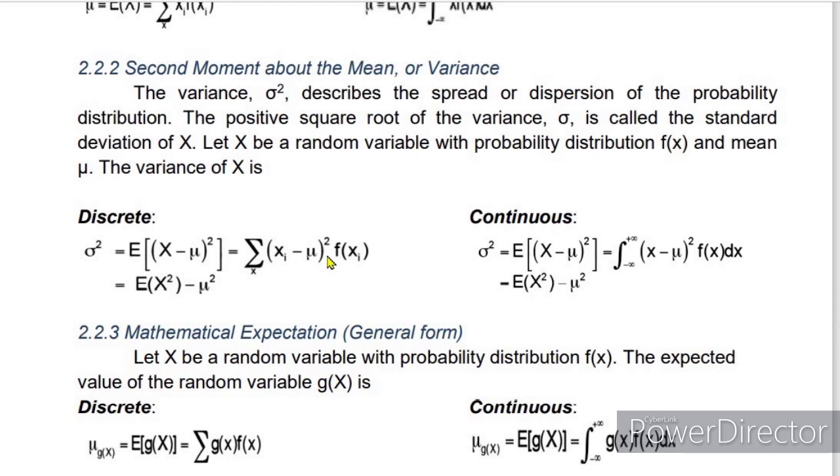Now for the continuous, sigma squared is equal to the expected value of the square of the quantity x minus mu, which is equal to the definite integral of the square of the quantity x minus mu multiplied by f of x dx from negative infinity to positive infinity. This is equal to the expected value of x squared minus mu squared.